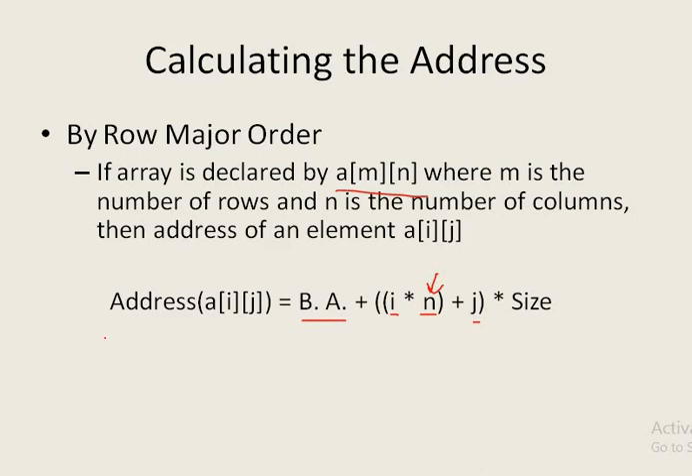So let us take an example here. If you have different elements in a two-dimensional array, let's have 4 different elements. The first element will belong to the index 0, 0.